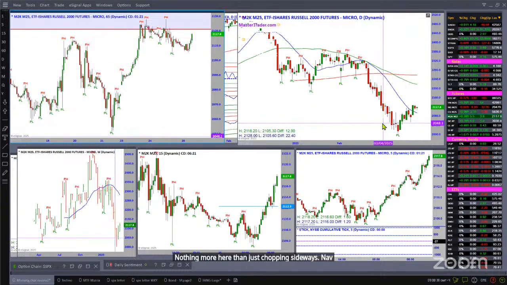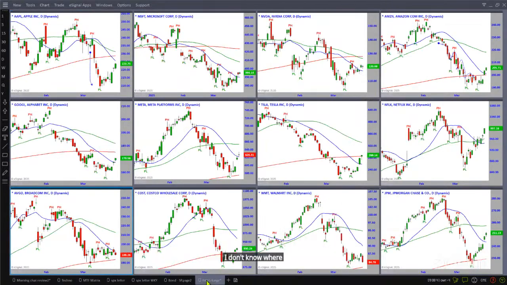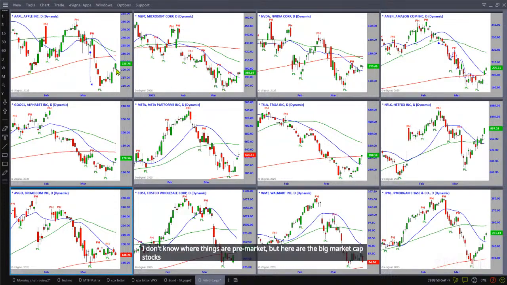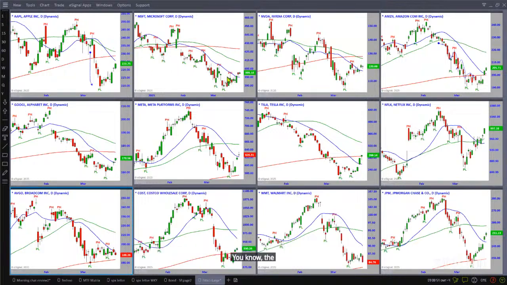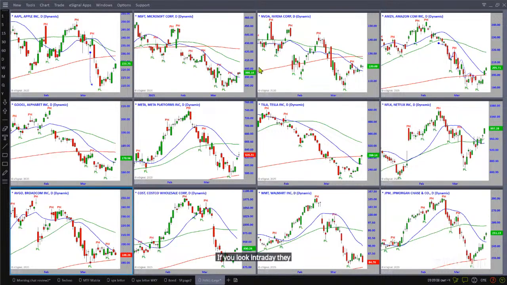NVIDIA's dancing. NVIDIA's down in a mess. I don't know where things are pre-market, but here are the big market cap stocks. And Apple yesterday, the slide said, could Apple and Microsoft play some catch up since they had these go-nowhere days, the prior days. So Apple moved up a little bit. Microsoft did nothing. If you look intraday, this has got room to go. But NVIDIA just marking time here.